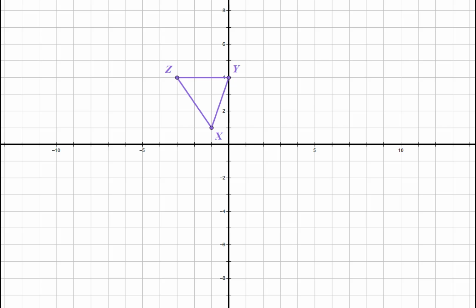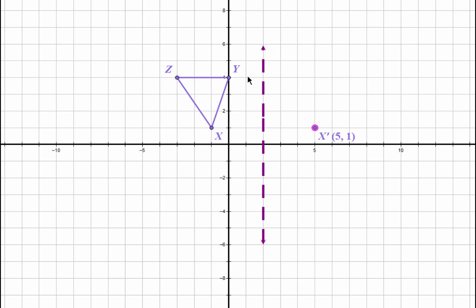So here we have triangle XYZ, and the first thing that we should do is draw in the line for x equals 2. Okay, so there's the line, and now we want to reflect triangle XYZ over this line. What we can notice is that point X is 1, 2, 3 units to the left of the line. So we can plot point X 3 units over to the right. So there's X prime.